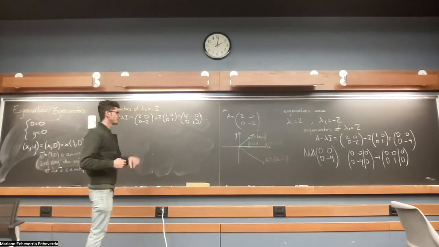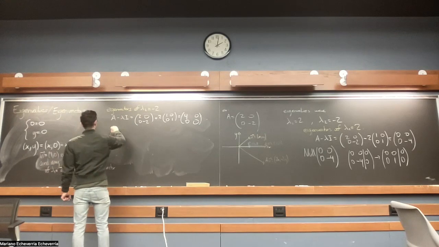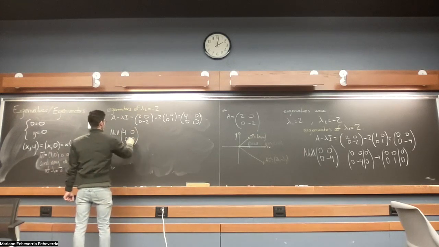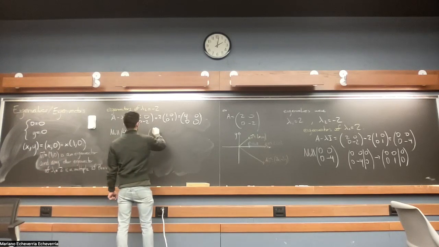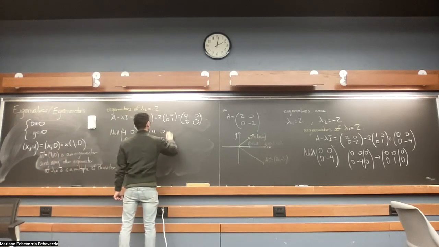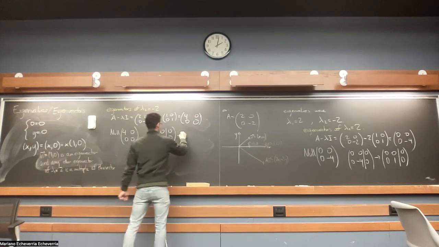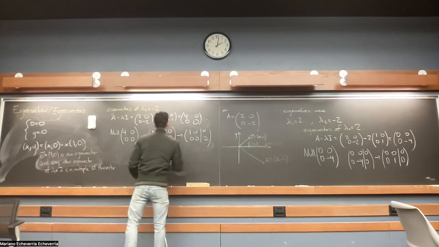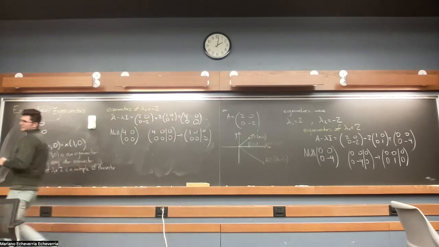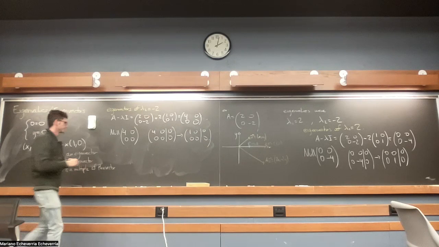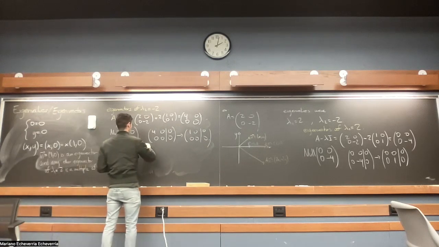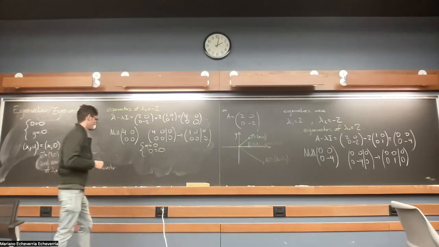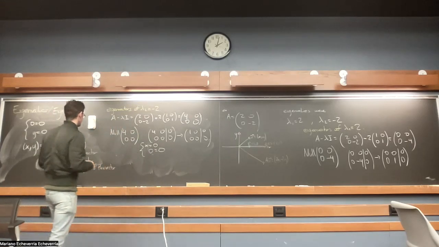So we need the null space of this matrix. Again, you just augment it if you want with the column vector 0, 0, and that gives you 1, 0, 0, 0, 0, 0. And this is a system which is easy to solve, which is x equals 0. And 0 equals 0 if you want. But that one is not needed.